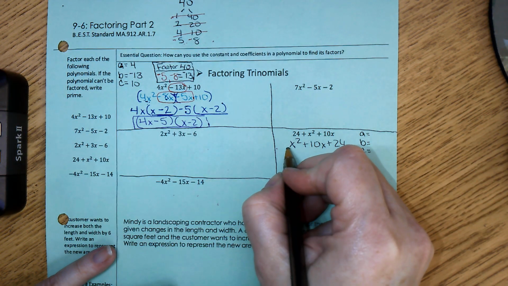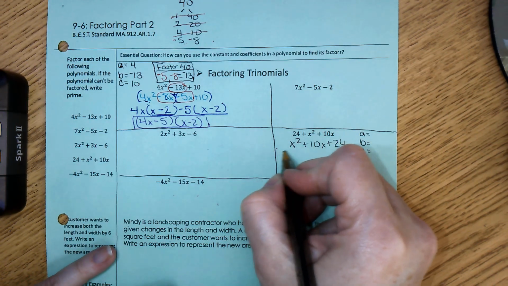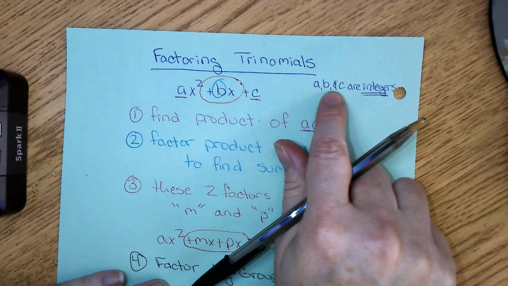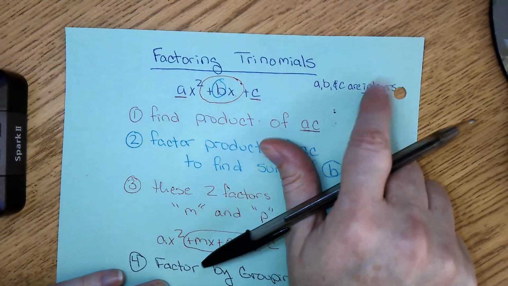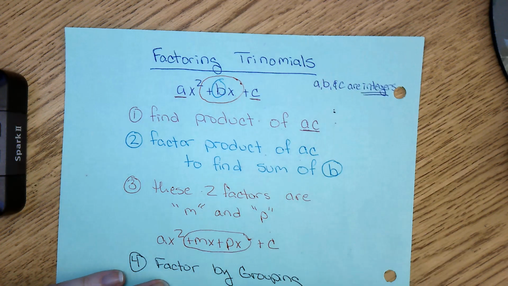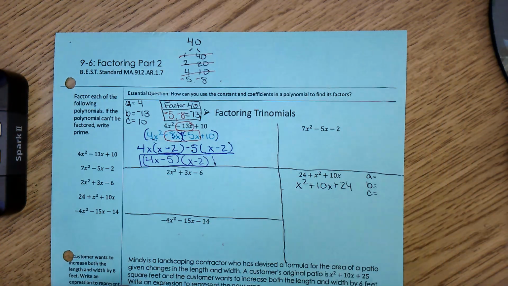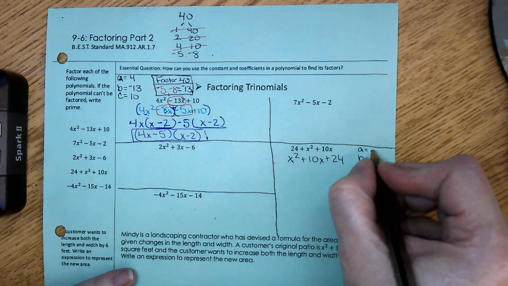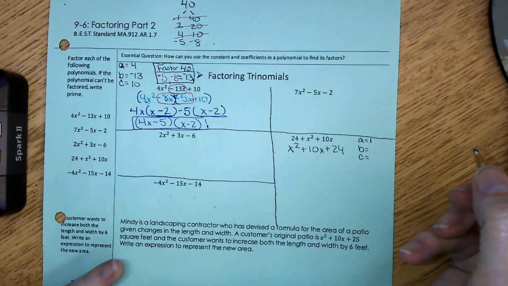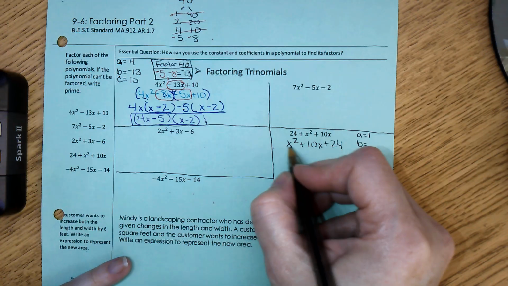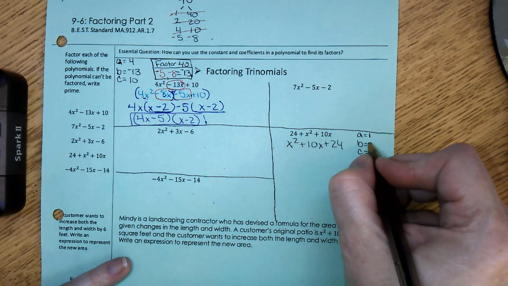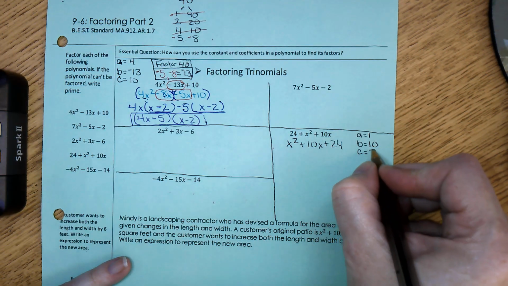Well, if you'll notice, there's no integer in front of x squared, okay? And I said on the back that A, B, and C are integers or numbers. So A, just sometimes, can be that invisible 1, all right? Because it has to be an integer. And how many x squares do you have? Well, we have 1x squared, all right? B is 10. C is 24.